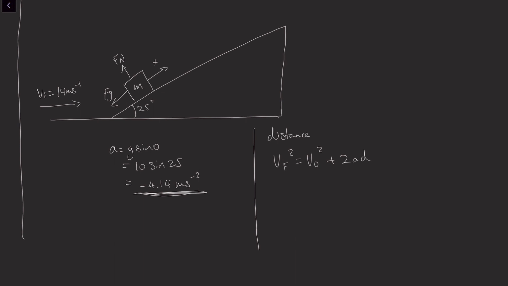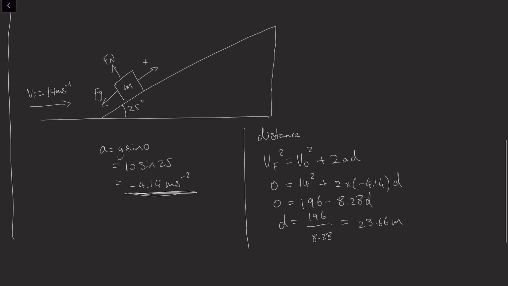And now we know what the final velocity is. The final velocity is 0, because we want to find this when we stop. The initial velocity was 14 meters per second. We square it, plus 2 times the acceleration. Now it's negative. And the distance, which is what we're trying to find. So let's quickly open up these brackets. Minus 8.28 d. And then we're going to rearrange to find d. We have 196 over 8.28, which equals 23.66 meters.